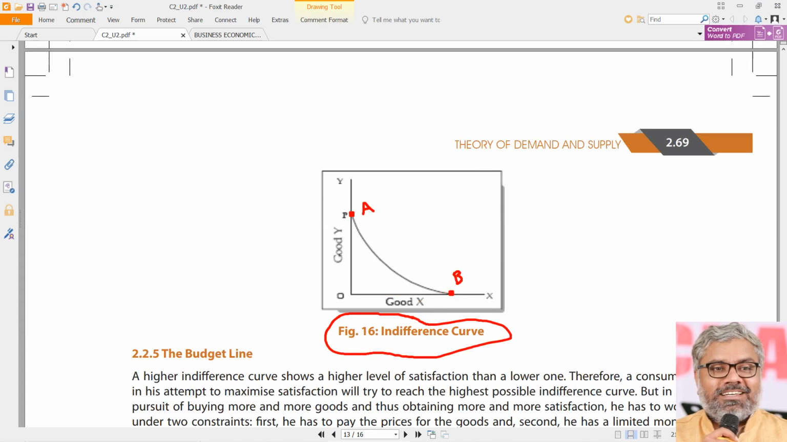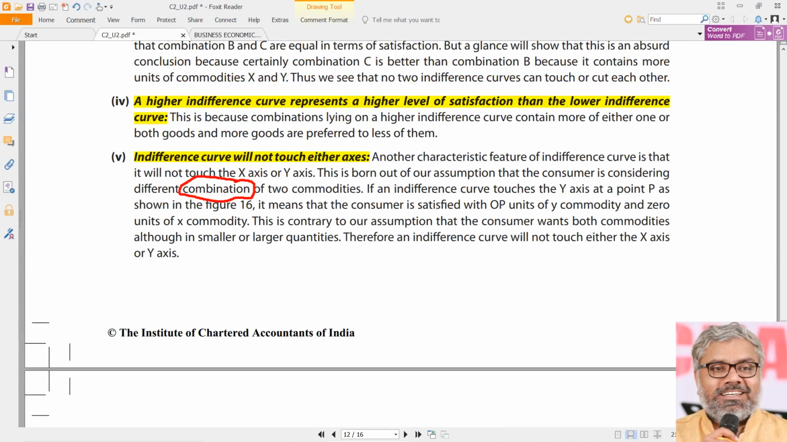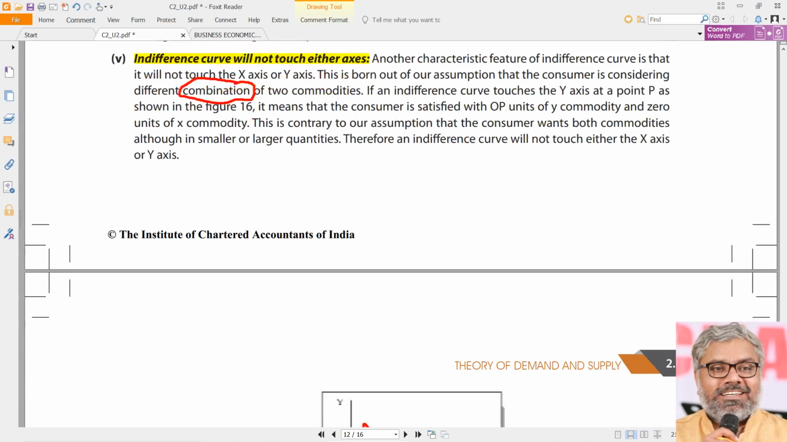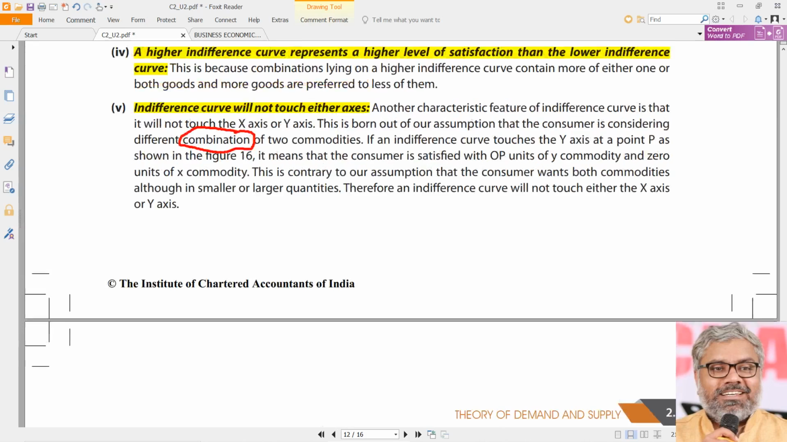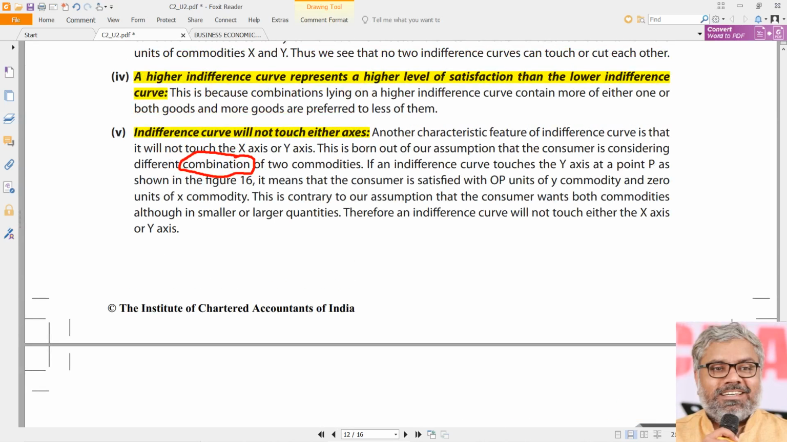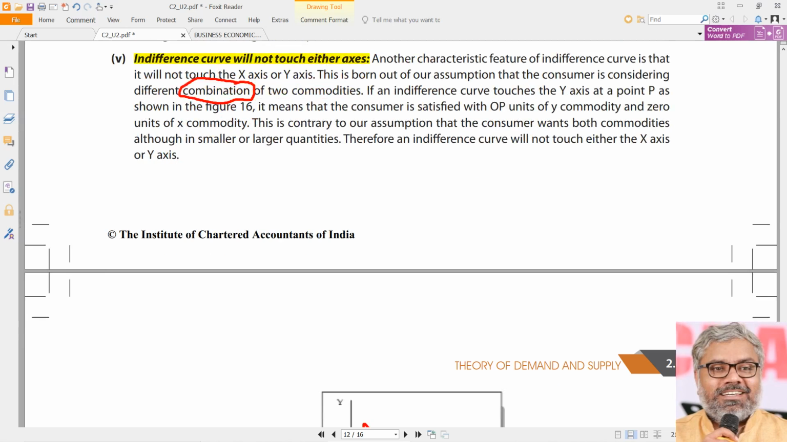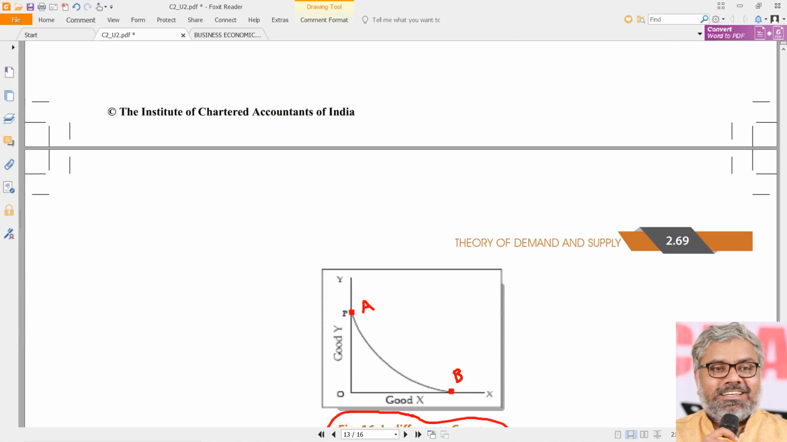That is why we cannot have any indifference curve touching either of the axes, because it is ridiculous to have zero consumption of one commodity and some quantity of consumption of another commodity and still call it a combination. That cannot be called a combination, and that cannot be called an indifference curve. It might be quite possible. People might consume only one commodity and not the other, but that does not come within the purview of indifference curve. So when we say indifference curve, definitely there should be a combination. That means there should be a positive number associated with the consumption of each commodity in that combination.